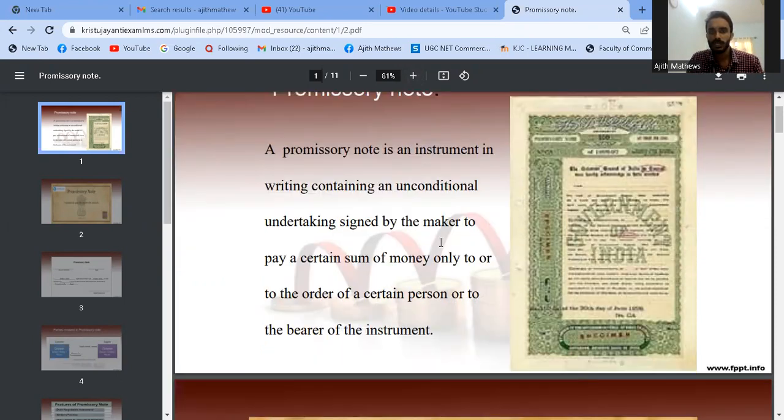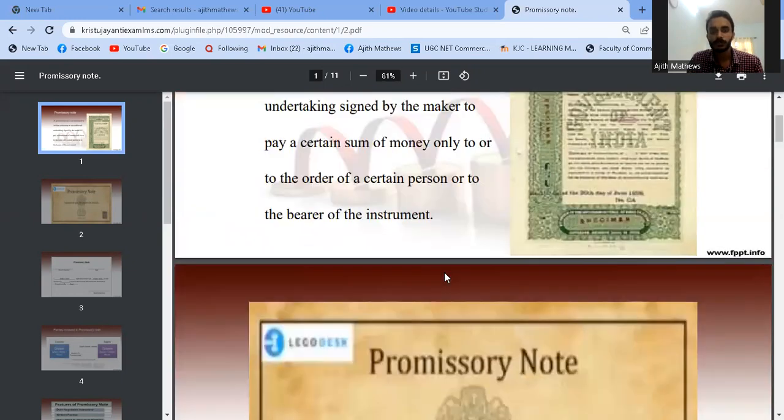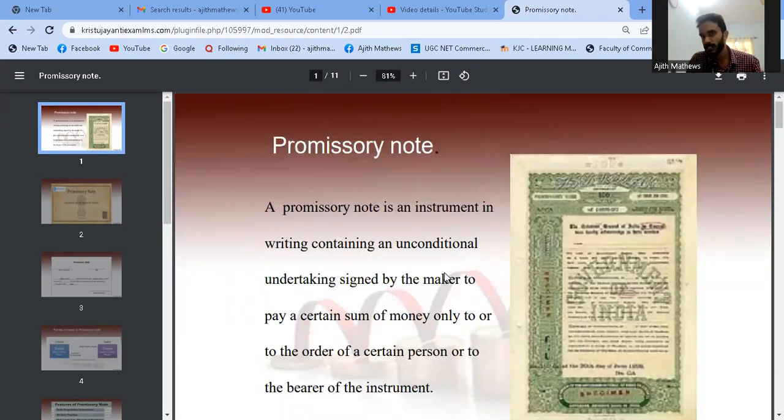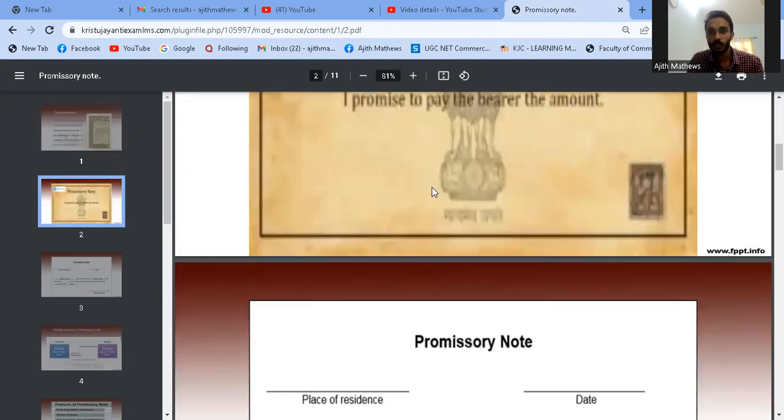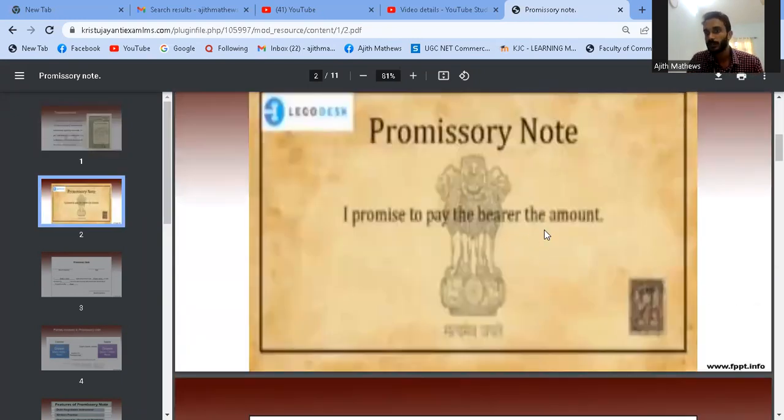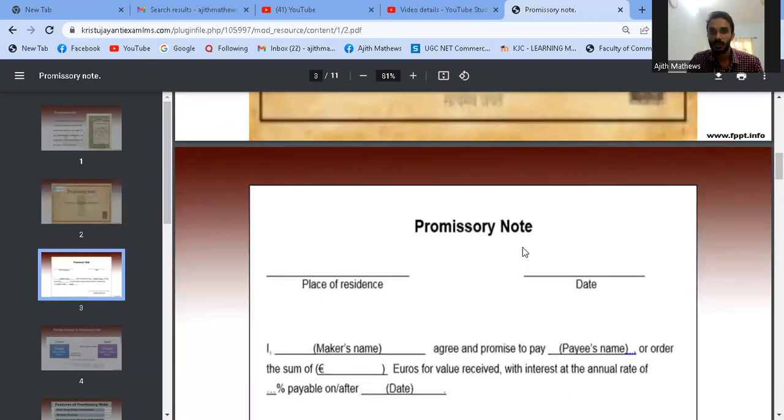A promissory note is an instrument in writing containing an unconditional undertaking signed by the maker to pay a certain sum of money only to, or to the order of, a certain person or to the bearer of the instrument. Right. So there are two parties in a promissory note, the drawer as well as the drawee. A promissory note basically means an undertaking by the debtor to the creditor. Okay, so I promise to pay the bearer of the instrument this much amount.